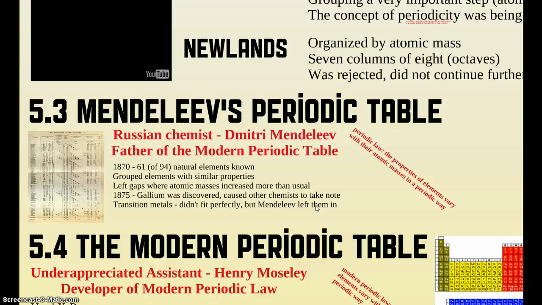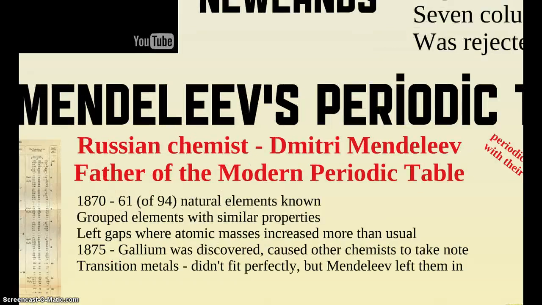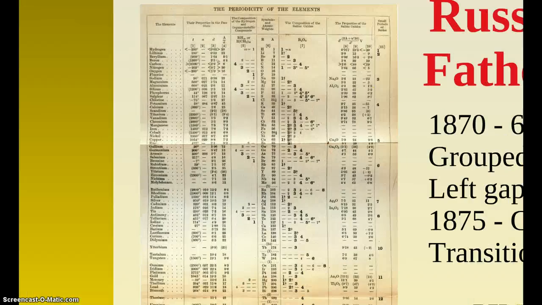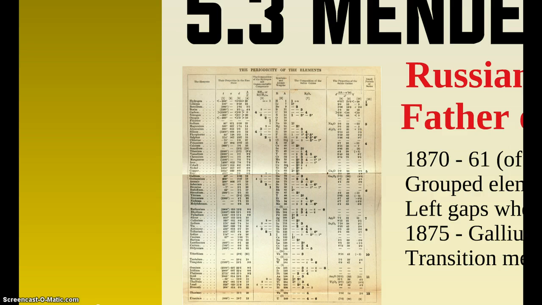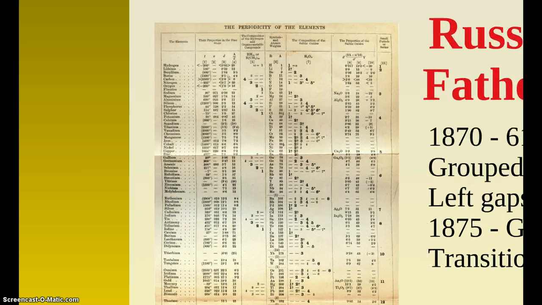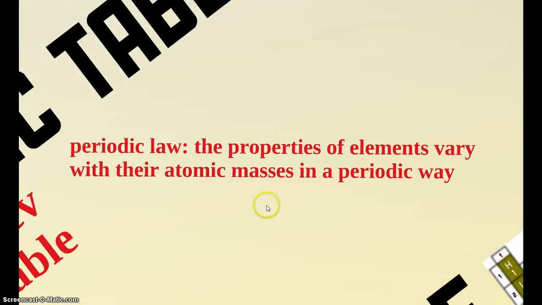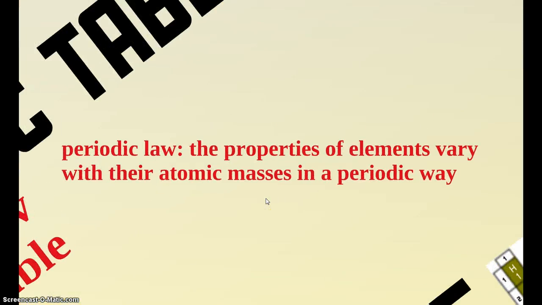So let's see, what was Mendeleev's periodic law? This is the key here. Sorry, here's a picture of what his table may have looked like. Obviously, this wasn't the very first one, but it shows some of the elements here and then properties about the different elements. All right, so here's Mendeleev's periodic law.